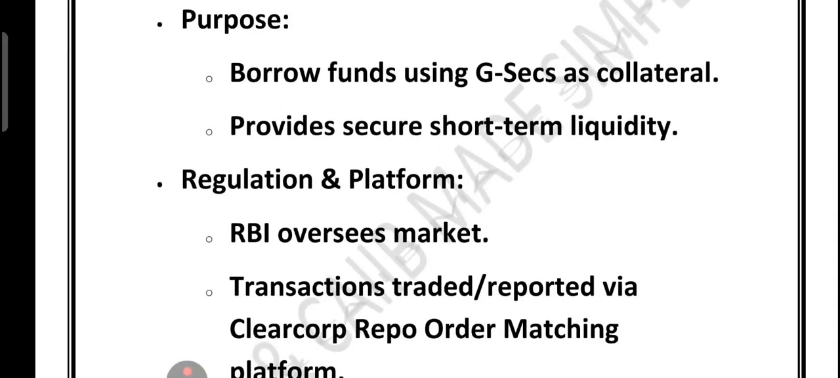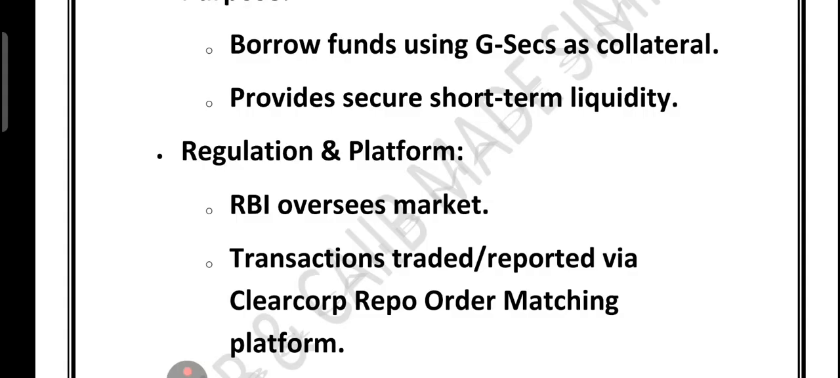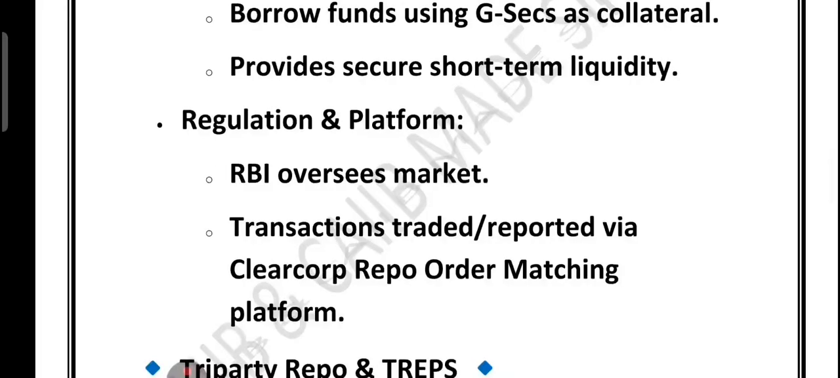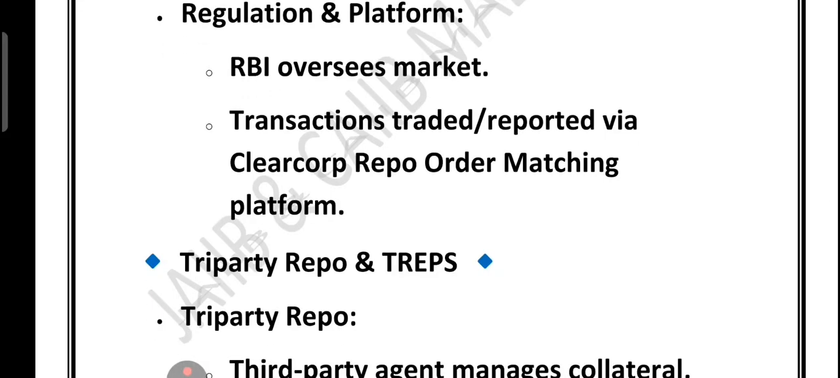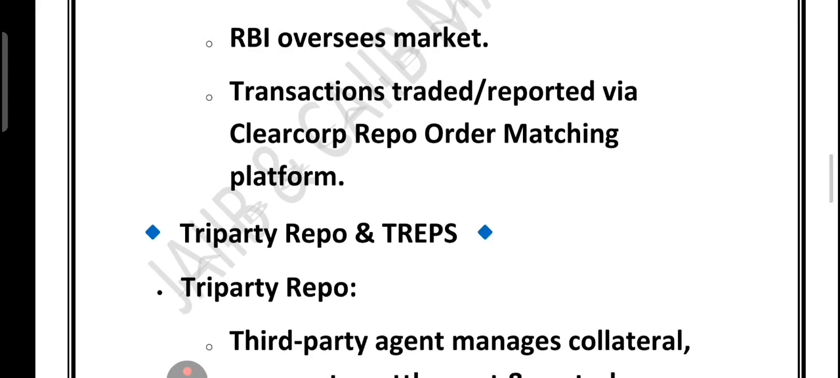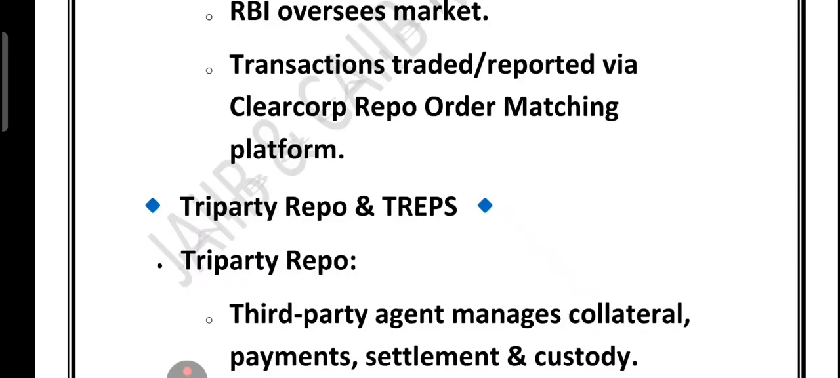The purpose, if we talk about the repo rate: it allows banks and institutions to borrow funds using government securities as collateral. It provides safe and secured short-term liquidity in the market. So repo ensures that cash is available quickly while keeping collateral safe. If you look at the regulation and platform, please remember RBI monitors the repo market to ensure smooth functioning. Transactions are executed via the CCIL and also reported via the CCIL. CCIL Repo Order Matching Platform. It's called Clear Corp, right? Please remember the name Clear Corp.